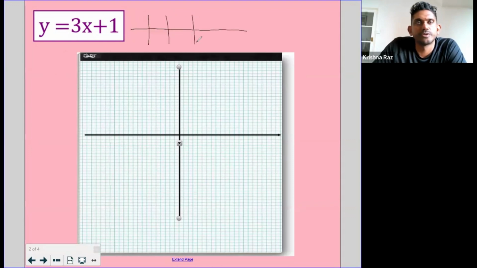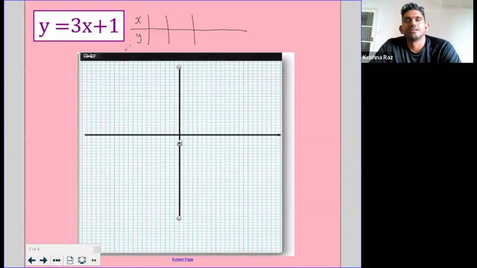So that's what we use our table of values for. So we have x values and y values. So what we need to remember is this equation here works for all values of x and y. So when x has a value, y will have a corresponding value. So the easiest value to sub in is x equals 0. So when x is 0, y will be 3 times 0 plus 1. 3 times 0 is 0, plus 1 is 1.